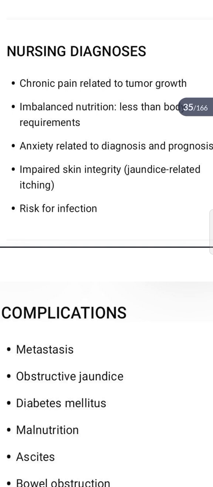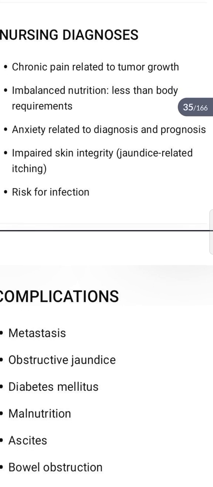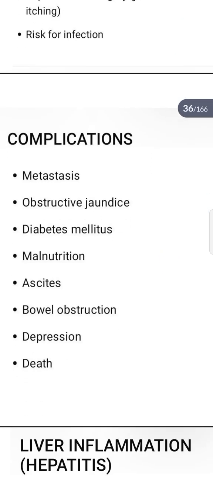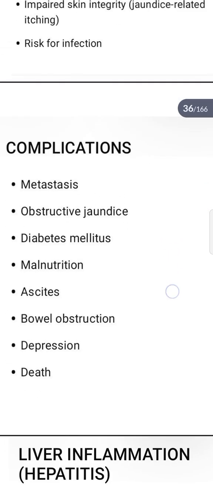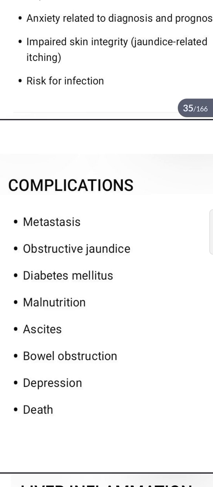Nursing diagnosis: chronic pain related to tumor growth, imbalanced nutrition less than body requirements, anxiety related to diagnosis and prognosis, impaired skin integrity as jaundice is there, and risk of infection. Complications: metastasis, obstructive jaundice, diabetes mellitus, malnutrition, ascites, bowel obstruction, depression and death.